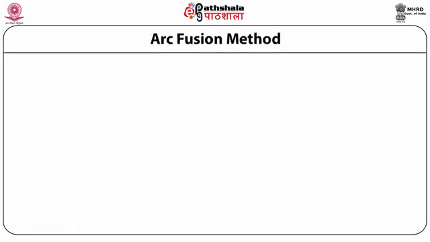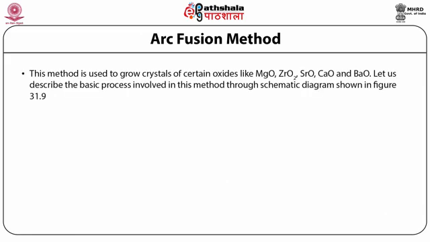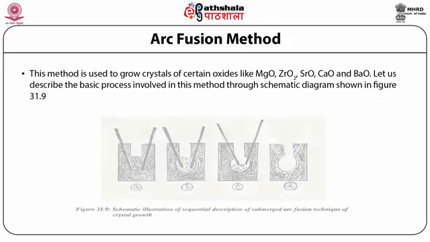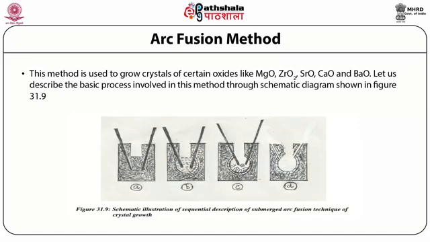Now we come to the arc fusion method. This method is used to grow crystals of certain oxides like MgO, ZrO2, SrO, CaO, and BaO. Let us describe the basic process involved in this method through the schematic diagram shown in figure 31.9. Figure 31.9 is a schematic illustration of the sequential description of the submerged arc fusion technique of crystal growth.